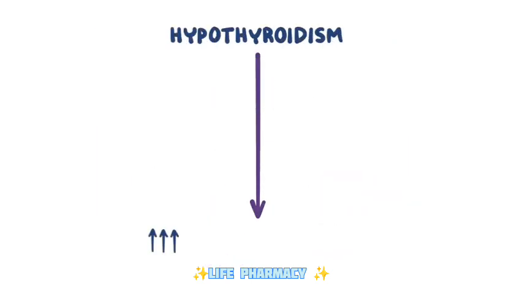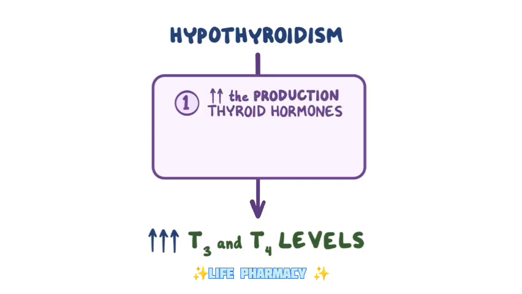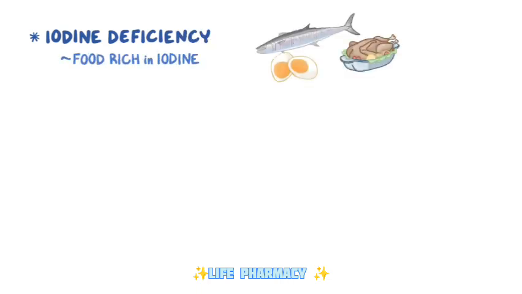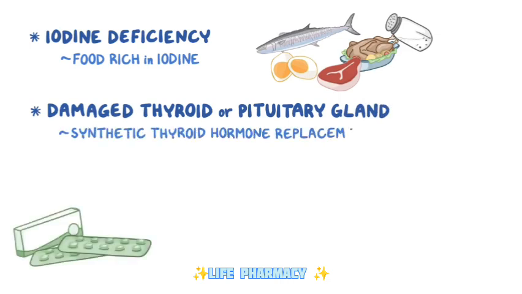Okay, now in a person with hypothyroidism, we want to increase the T3 and T4 to normal levels. And we can do it in two ways. First, we can increase the production of thyroid hormone, or we can replace the missing hormones with thyroid hormone analogs. If the hypothyroidism is due to iodine deficiency, the treatment is to give foods rich in iodine, like fish, egg, meat, and iodized salt. If the problem is caused by damage to the thyroid gland or the pituitary gland that regulates it, the treatment of choice is to give synthetic thyroid hormone replacements, or thyroid hormone replacement therapy.